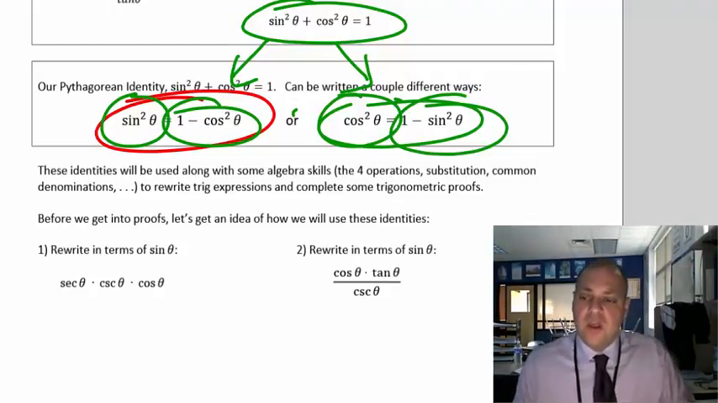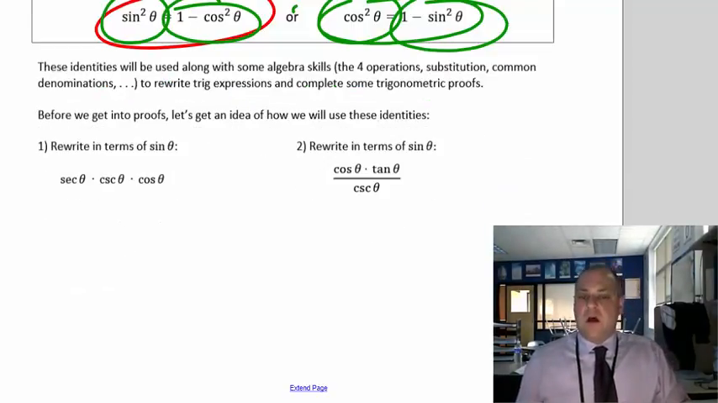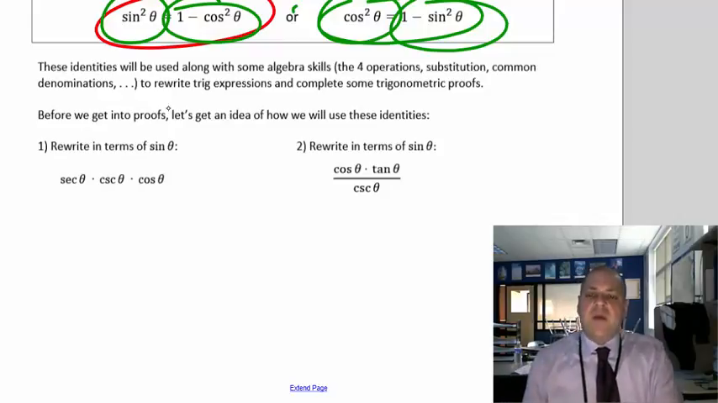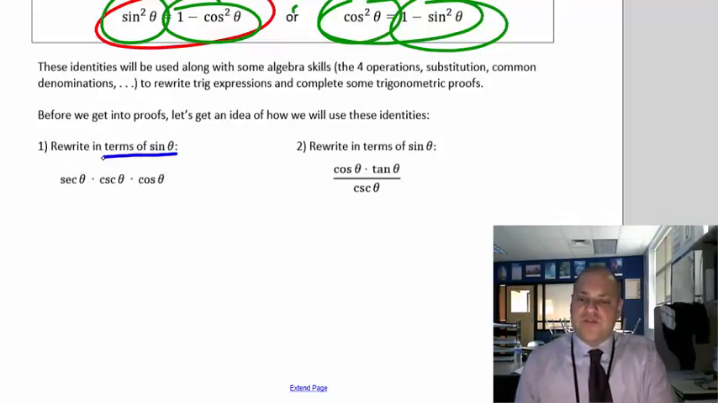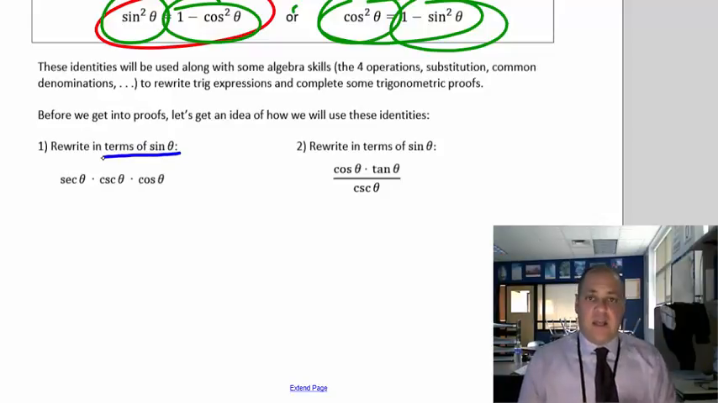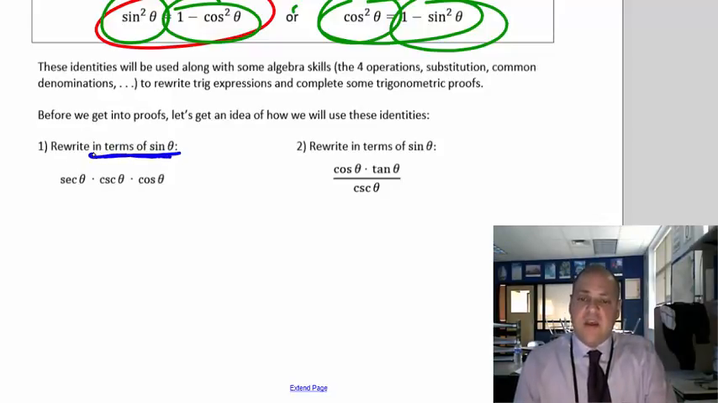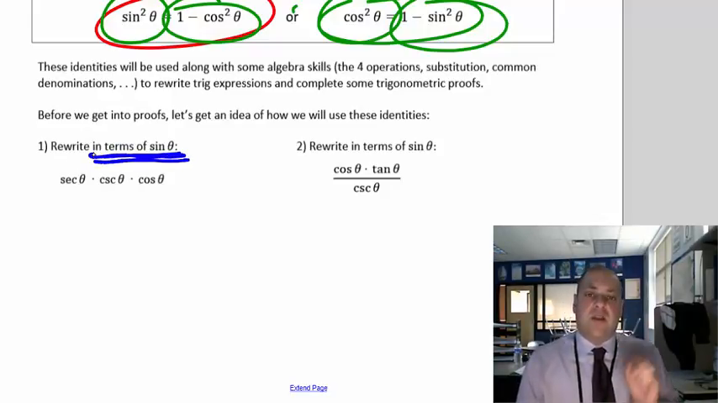Now, before we get into the proofs, we're just going to rewrite some expressions a different way. It'll kind of warm us up to doing the proofs. They want us to rewrite in terms of sine theta. That means your answer should have sine in it, and only sine, nothing else. You could have sine squared, you could have 1 over sine, but you can't have cos, you can't have tan, you can't have cosecant. In terms of sine means sine is the only function that should be in your answer.